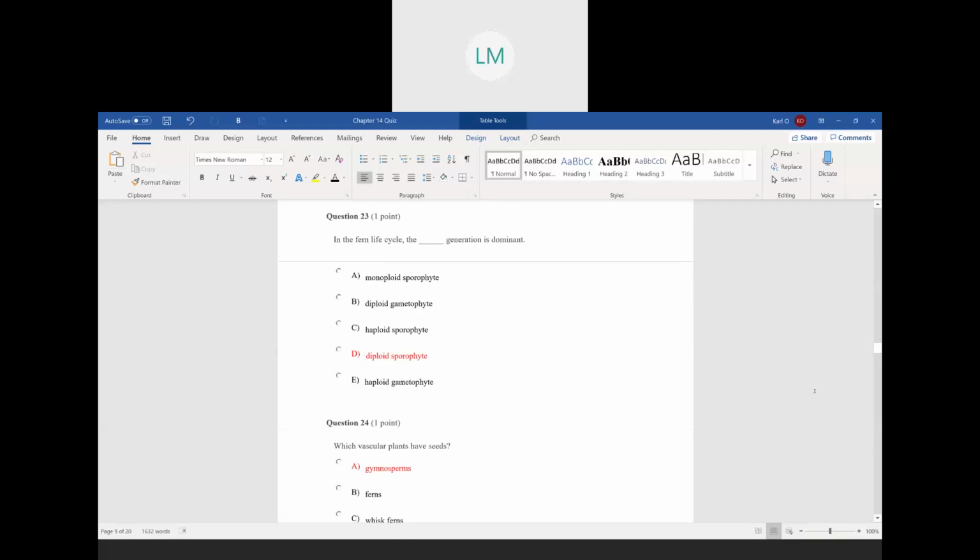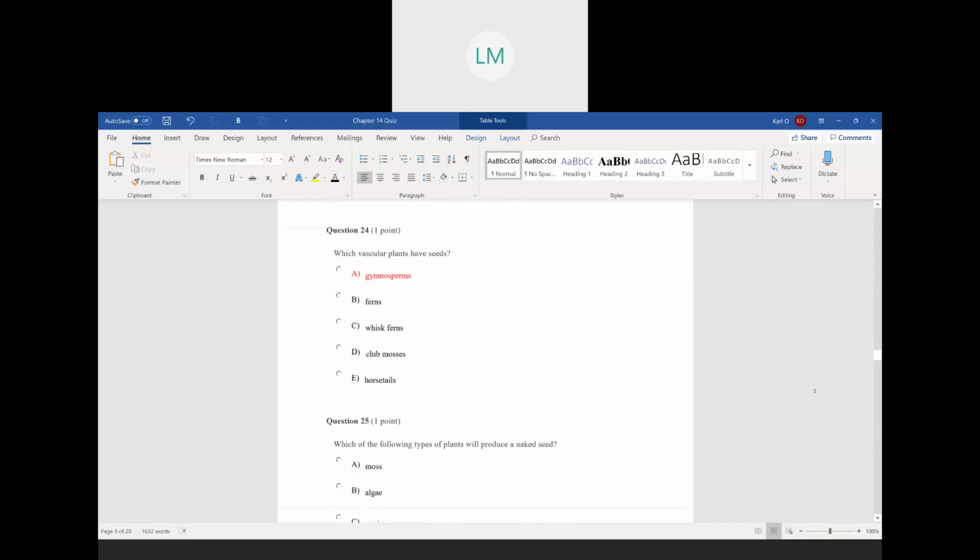Question 23. In the fern life cycle, the blank generation is dominant. The diploid sporophyte generation is dominant here. The only group we talked about with the dominant gametophyte were the bryophytes, the mosses. Everything else has a dominant sporophyte generation, and the sporophyte is always diploid.